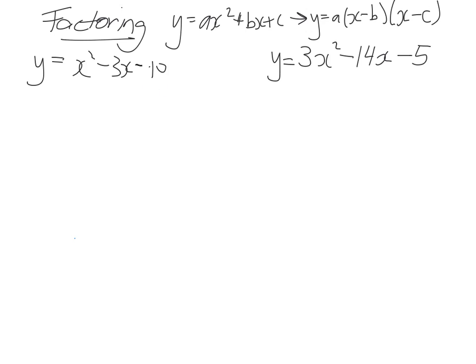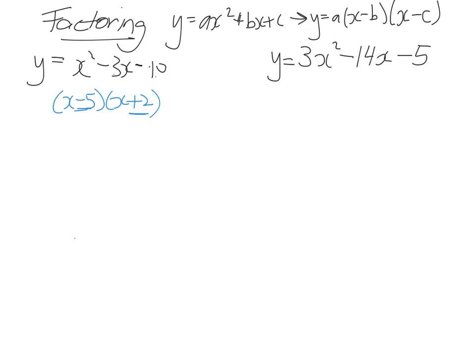So factors of 10, we know are 5, 2, 1, and 10. Now, from there, those have to add up to negative 3. As it turns out, x minus 5 and x plus 2 are our factors, because negative 5 times positive 2 gives us negative 10, and negative 5 plus 2 gives us negative 3. So that's what our factors are there.